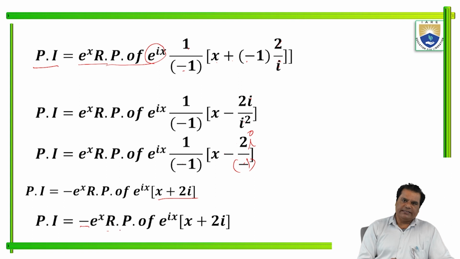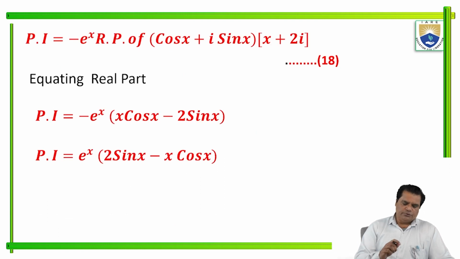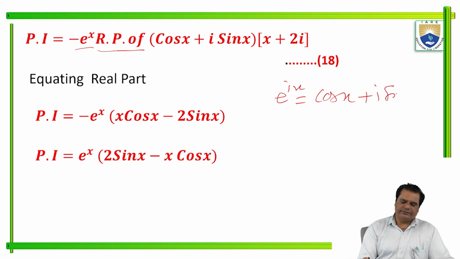e to the power x, Rp of e to the power ix, x plus 2i. So here minus e to the power x, Rp of this. This is the value of e to the power ix. I am writing the value of e to the power ix as cos x plus i sin x. So I am writing here this expansion of e to the power ix. Open this. So this is the real and imaginary part.